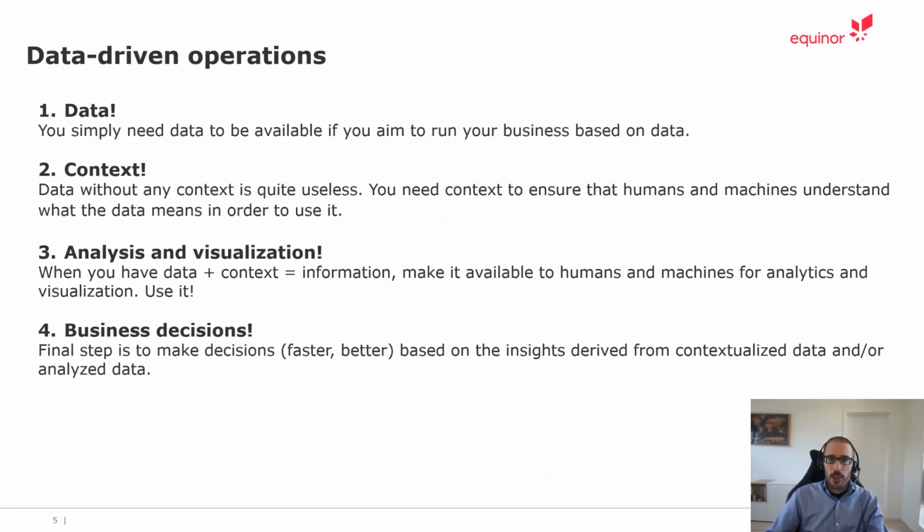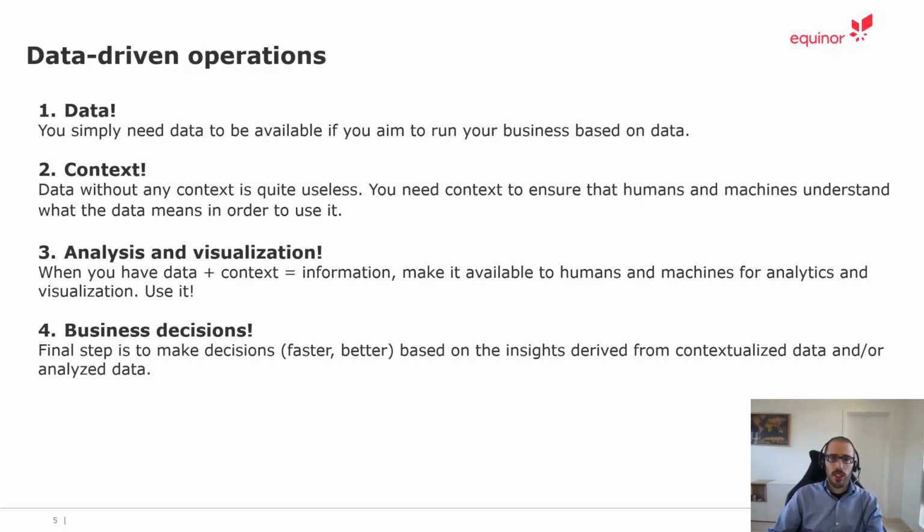One of the areas and programs in our digital roadmap is data-driven operations. This is about using data to maximize asset value through production, optimization, and maintenance improvements. So let's start with the first one: data. You simply need data to be available if you aim to run your business based on data. So the challenge in Equinor and many other industrial companies is that data is tightly coupled to the applications, where each application has their own data interface, own data model, own data access regime, etc.